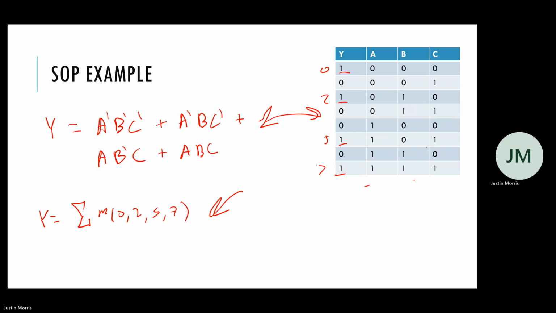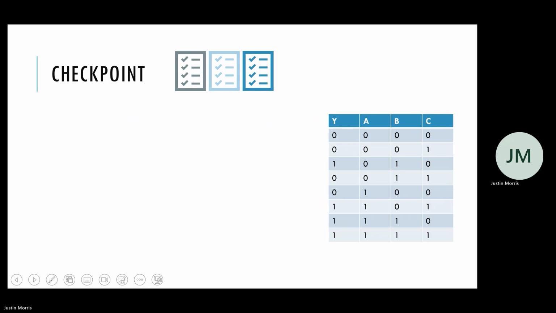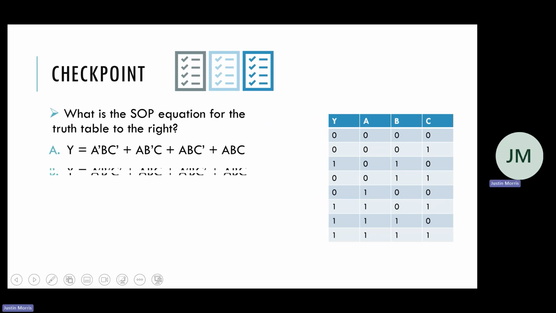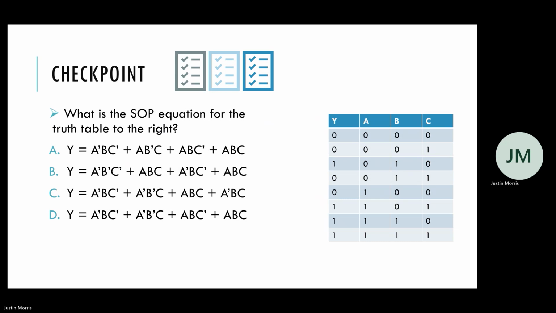Okay. So this is your next checkpoint. Going from the truth table, what is the sum of products with those minterms? And again, do this on your own first.